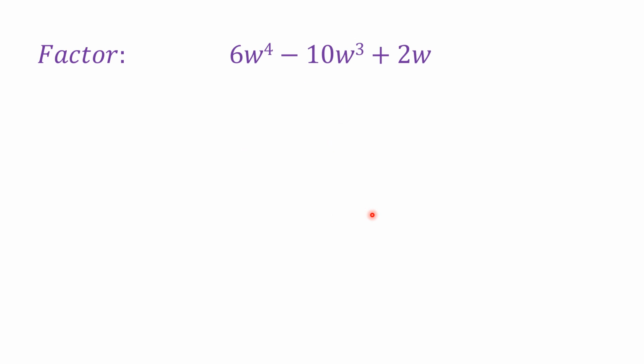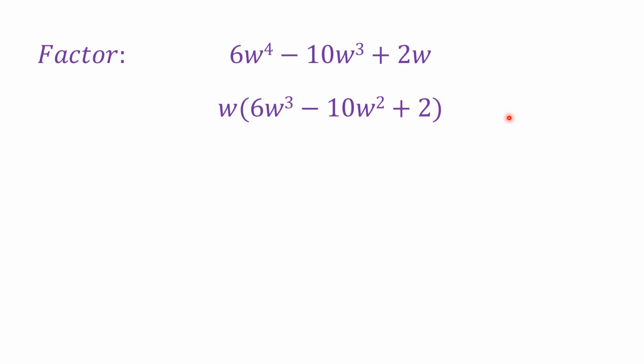Another example is 6w to the power of 4 minus 10w cubed plus 2w. In this case, all these three terms have w as a variable. By the way, there are three terms here separated by minus and plus. So they all have w. What's common is only one w, because this has only one w, while this has 3, this has 4. So we take out one w from those three terms. This has no more w, and the remaining two terms have one w removed.